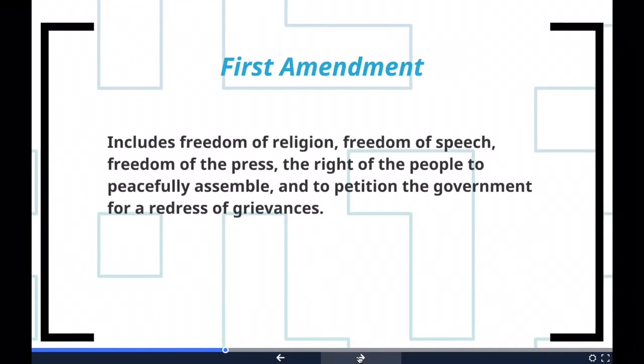Okay, so there's some that are more likely to show up as a question than others. If you only knew one, you would want to know the First Amendment. The First Amendment offers freedom of religion, freedom of speech, freedom of the press, and the right of the people to peacefully assemble and to petition the government for a redress of grievances. Those are the big ones in the First Amendment.